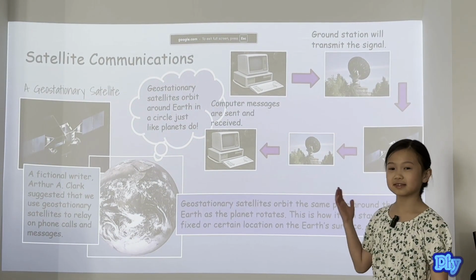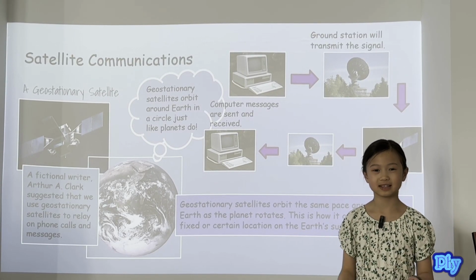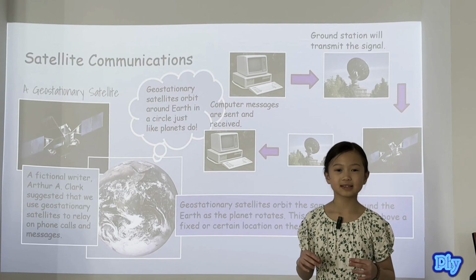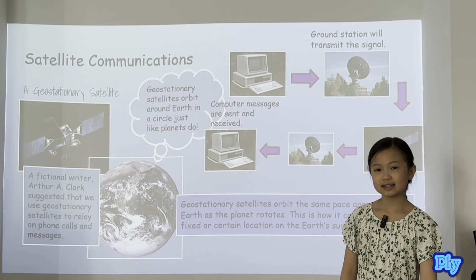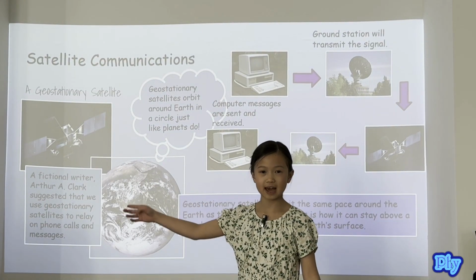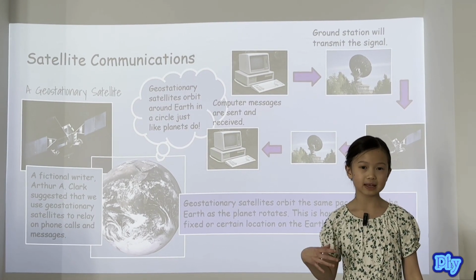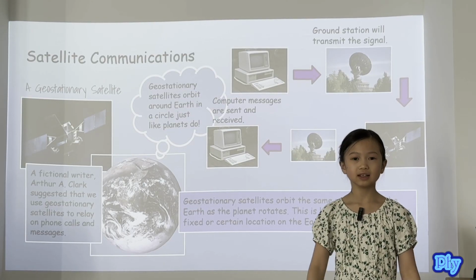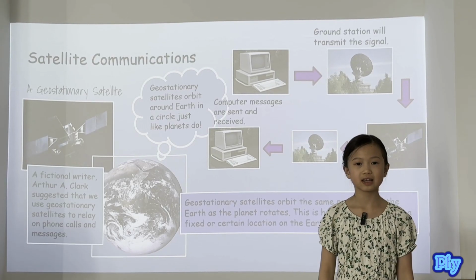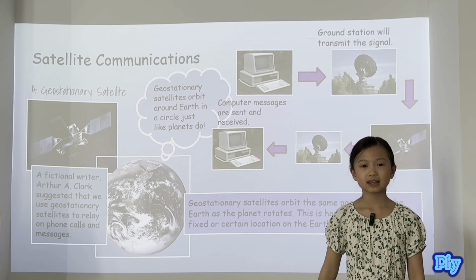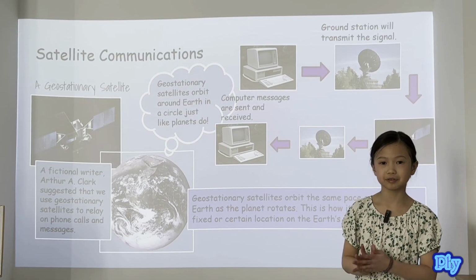My first fact is about satellite communications. Back then, we had to rely on satellites to communicate, but we don't use the satellite we use now to graph images of Earth. Instead, we used geostationary satellites. Geostationary satellites orbited around Earth the same pace that Earth orbits, and they do it because they want to focus on one main part of Earth instead of going to different places. That's why it orbits the same pace as Earth, like the moon.